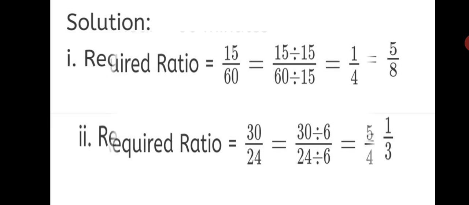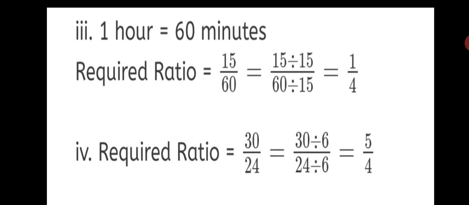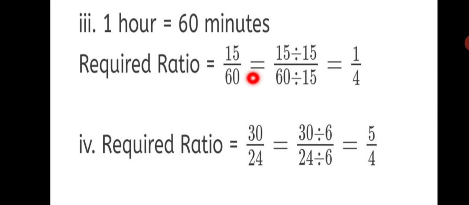Third sum. 1 hour is equal to 60 minutes. We all know that. Why are we writing 1 hour is equal to 60 minutes? Because in the question we have 15 minutes and 1 hour. So for the 15 minutes we have already taken the number 15. You can see here we have got 15 in the numerator. And instead of 1 hour we are writing 60, so that the units match, minutes, minutes.